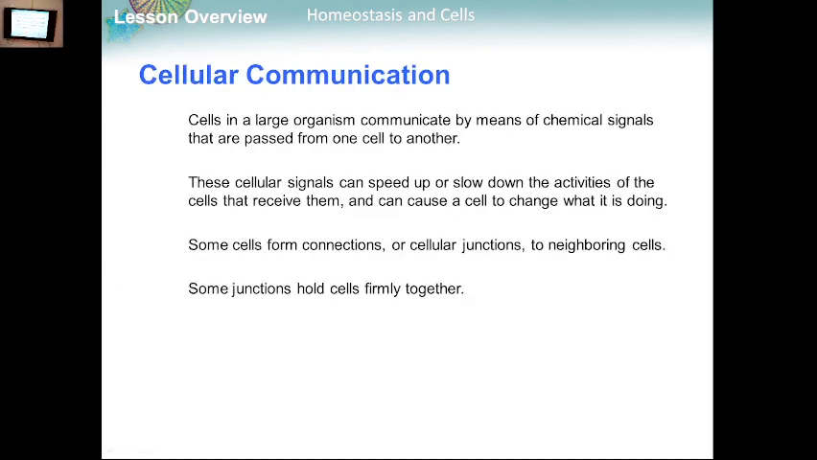Cells in large organisms communicate by means of chemical signals. So there are chemical signals between the cells to communicate. These cellular signals can either speed up or slow down the activities of the cells that receive them, and can cause a cell to change what it is doing. Some cells form connections or cellular junctions to neighboring cells, and some junctions hold cells firmly together. So the cells communicate for specific functions, either by chemicals or junctions or other ways. And these communications lead the cell to either speed up or slow down, or even to do a different function.